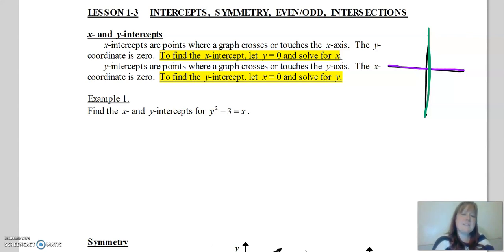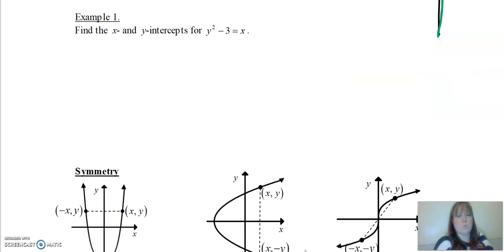If we want to find the x-intercept, it's wherever y is equal to 0. If we want to find the y-intercept, it's wherever x is equal to 0, because that's what would make it on that axis, okay? So we're going to find the x and y-intercepts for this equation, y squared minus 3 equals x. So let's start with the easier of the two, and you might not recognize which one that is right away, but you might hopefully recognize that if we set y equal to 0, this is actually really easy.